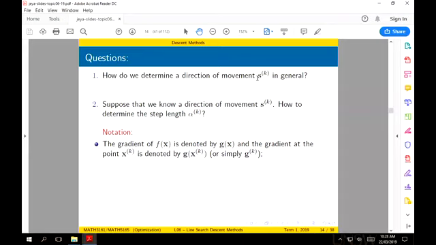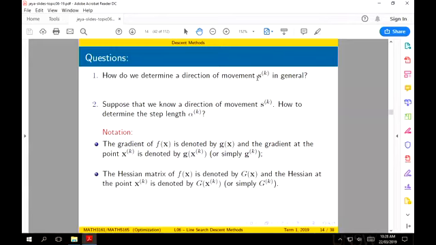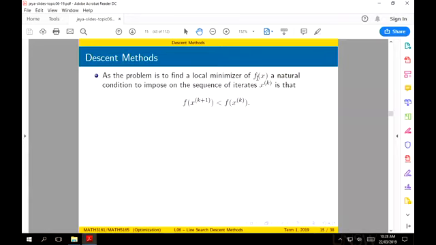So g(xk) is simply denoted by little g superscript k. This is the notation we are going to use. And also for the Hessian, the function G(x), big G(x), is called the Hessian of f at the point xk, G(xk). So we're simply going to write G superscript k. That means the Hessian of f evaluated at the point xk is denoted by G superscript k. Okay? Because we need to do the calculation n number of times there.